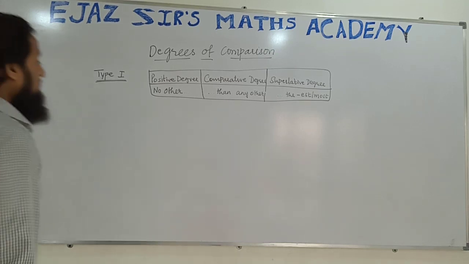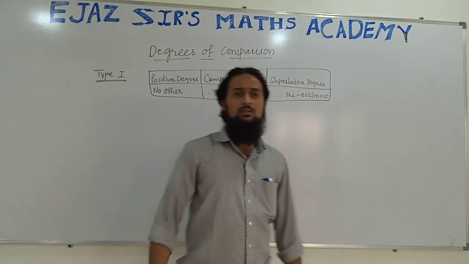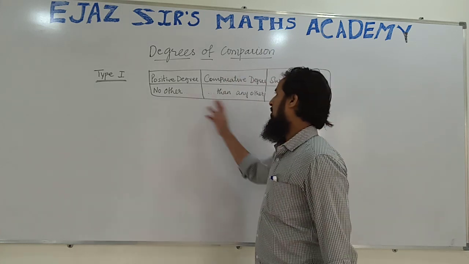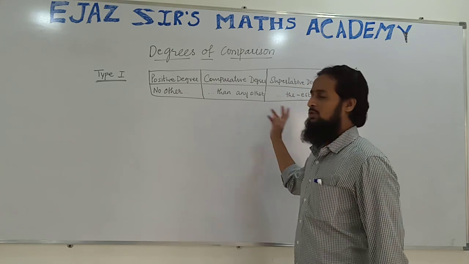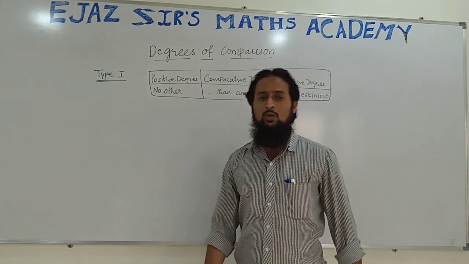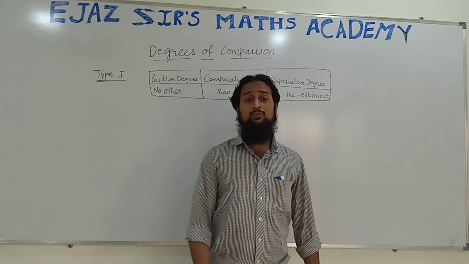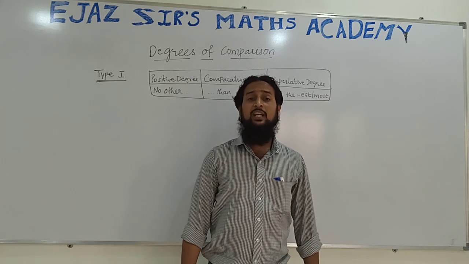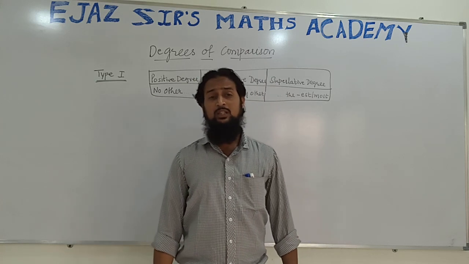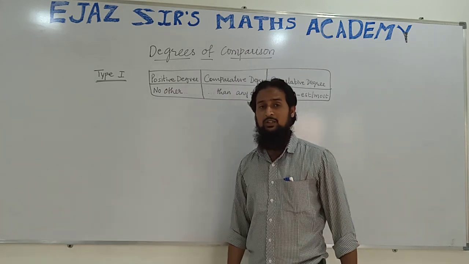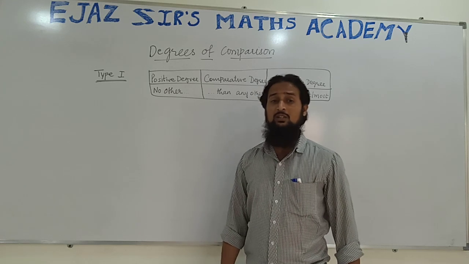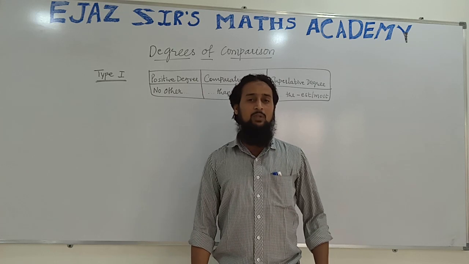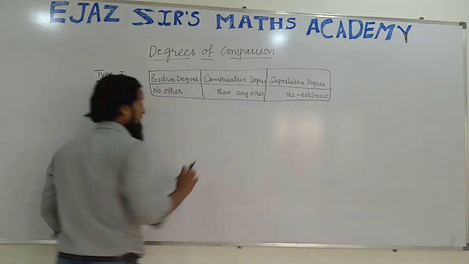You know that tall has a comparative degree: taller, tall, taller, tallest, broad, broader, broadest, strong, stronger, strongest. But the words having 2 or more vowel sounds, 2 or more syllables, take more or most before them in comparative and superlative degrees respectively. For example, difficult, more difficult, most difficult. Beautiful, more beautiful, most beautiful. Let us start studying the examples.